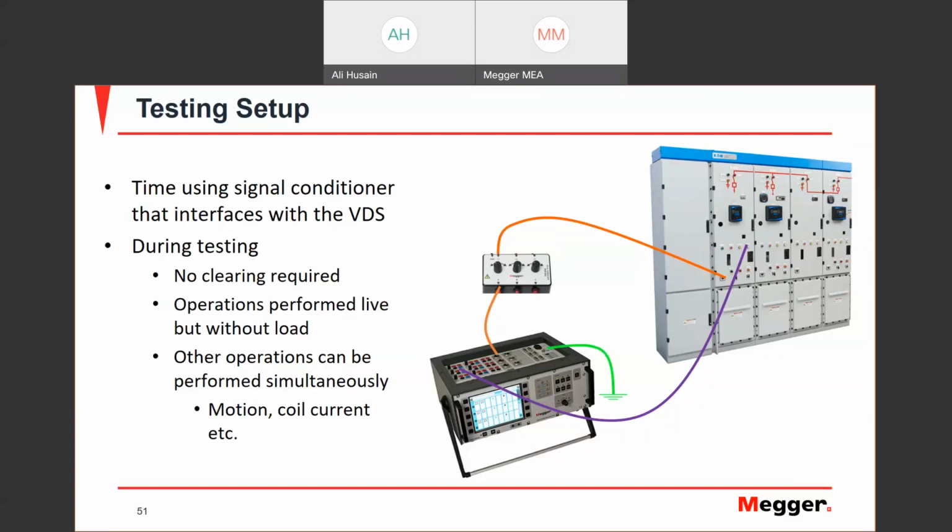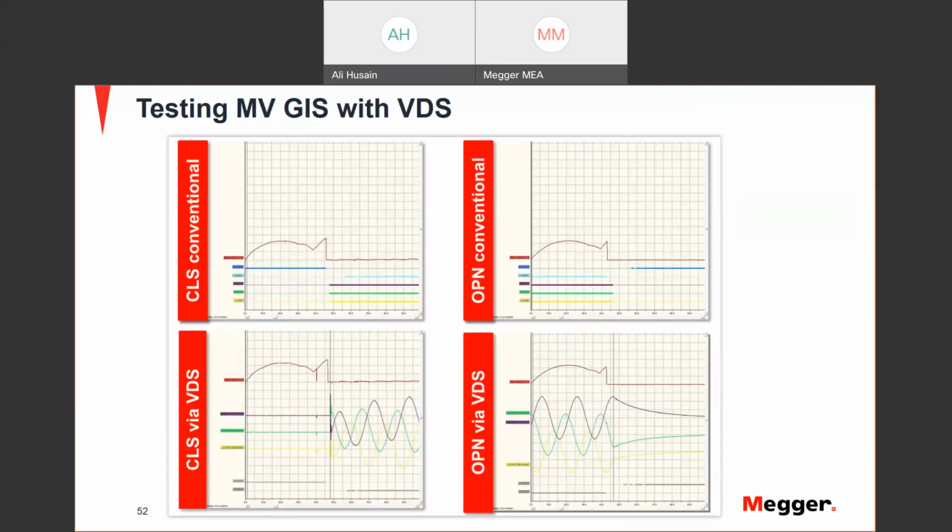This is a comparison between conventional close and open operations and a VDS operation. The VDS will not show you a big line indicating that the breaker is closed, but it will show you voltage instead, meaning that we have voltage in the VDS system. If you are interested in something like this, please contact me and I can give you more details, because I know there are some people who have difficulty doing this on these types of installations.